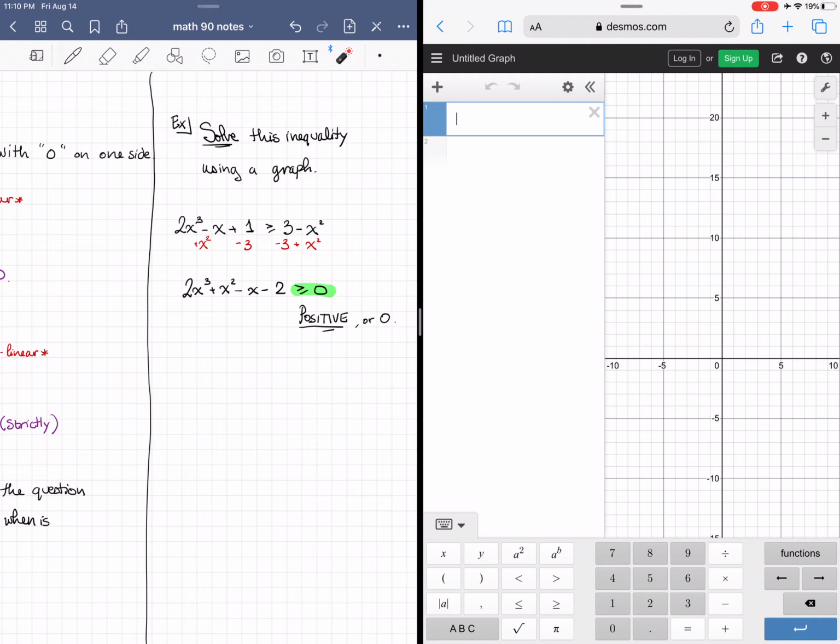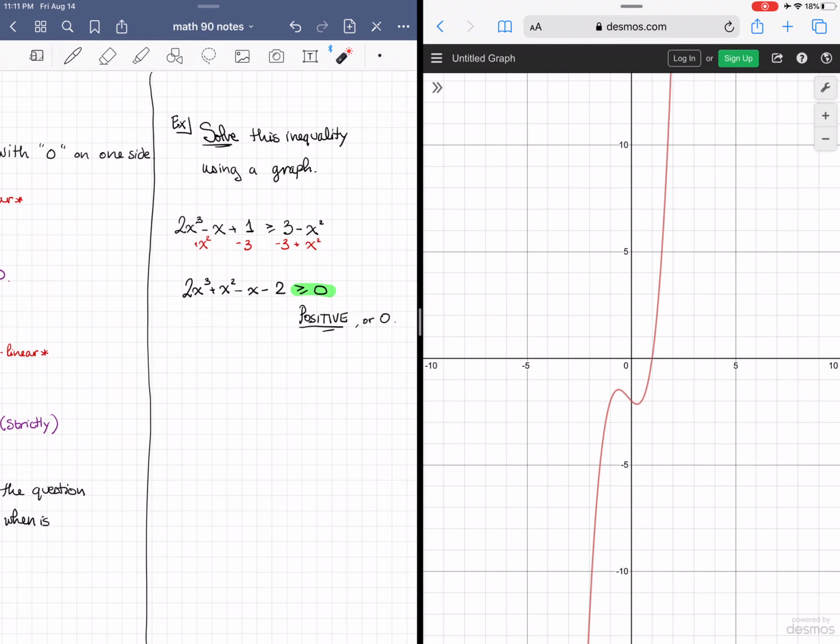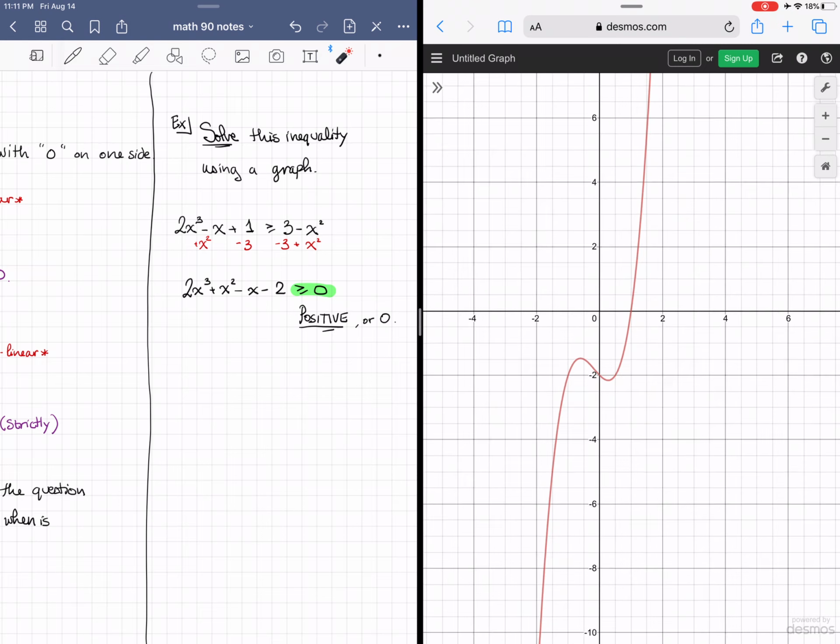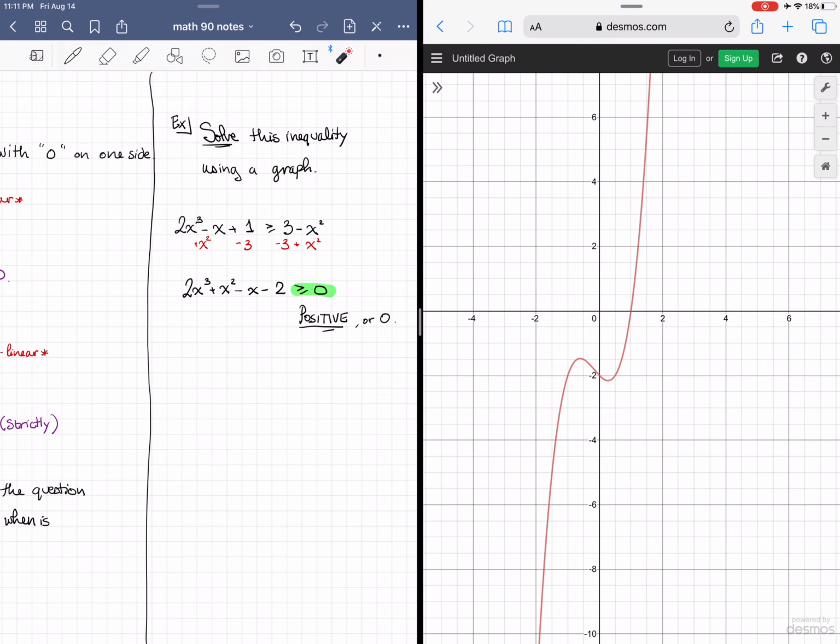So we have 2x cubed plus x squared minus x minus 2. Okay, so I'm going to go ahead and close this out so that we can see the graph more clearly, and I'm going to zoom in a bit. So look what we have here.